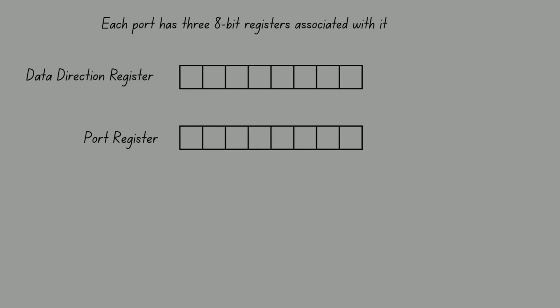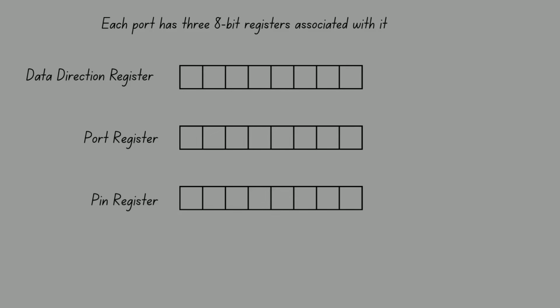Each port has 3 associated 8-bit registers. These registers are the data direction register, the port register, and the pin register. Each register has a unique memory address that the CPU can access. Every register performs a specific task that allows the port to function properly.